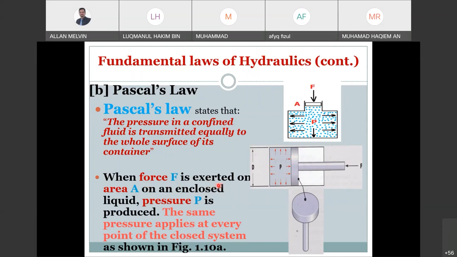When force F is exerted on the area A, the area being circular like this, of an enclosed liquid, meaning liquid in a closed area, pressure P is produced. The same pressure applies at every point of the closed system as shown in the figure. All the points. So if there are 1000 points, all 1000 points will get the same pressure. Yeah, that is what Pascal's law states.